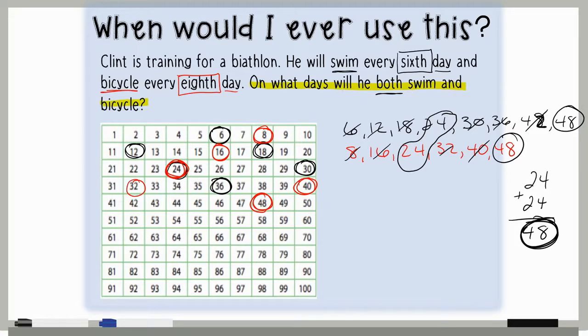So then I can look here and say, okay, well, that's the 48th day. If I add another 24 days, that's 72. So again, on the 72nd day, he'll do both. And again, I can list the multiples and come up with the same answer.